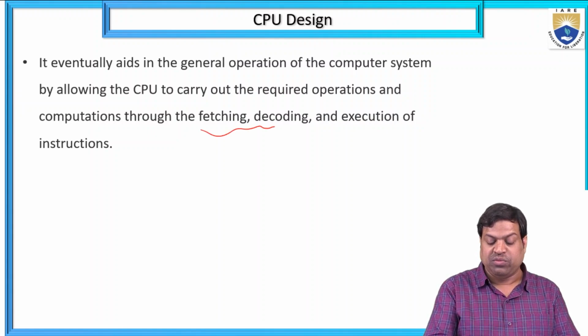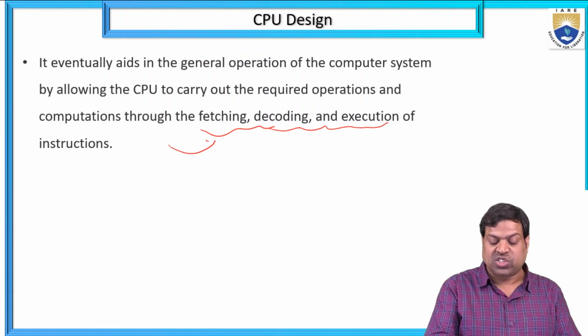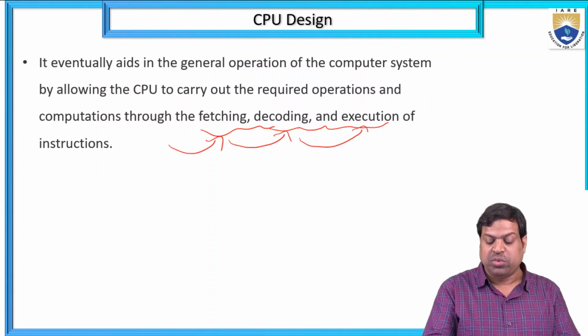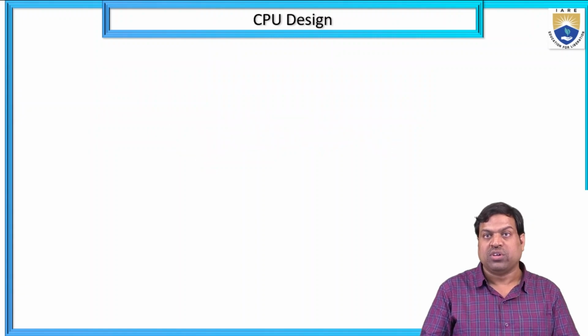So in any CPU design, we need fetching, decoding and executing. Fetching means the instructions are fetched from the memory. Decoding means converting to the binary. Executing means we are getting the output. So the process is in between the input and output.